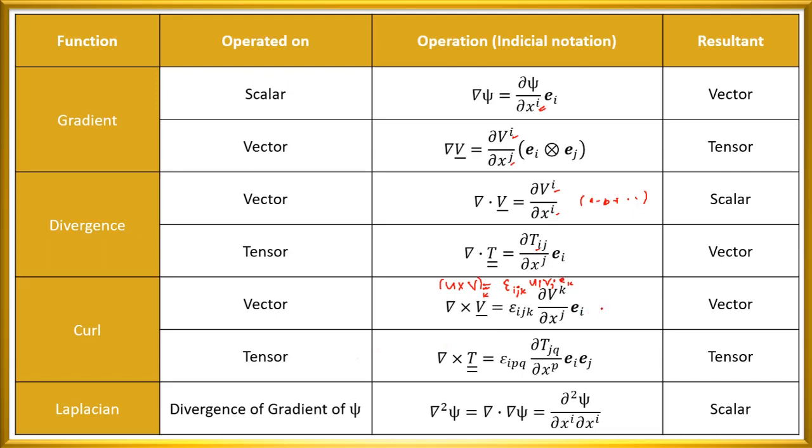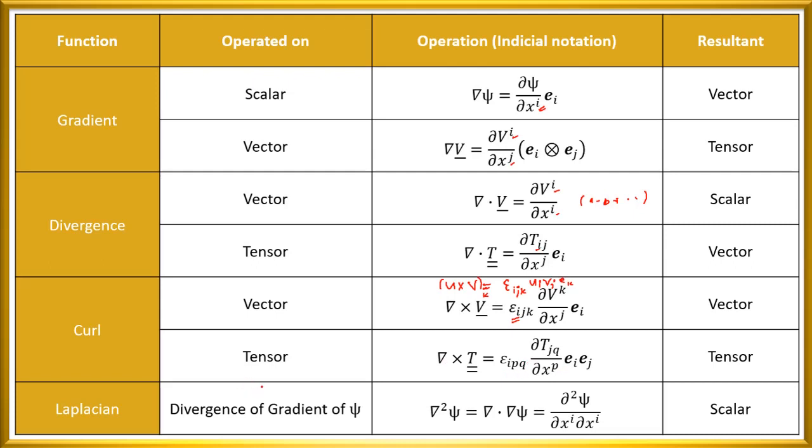So this will result in a vector. See, here we have one free index. Therefore, it will result in a vector. And when a curl acts upon a tensor, similarly it will result in a tensor because we have two free indices. Therefore, it will result in a tensor.